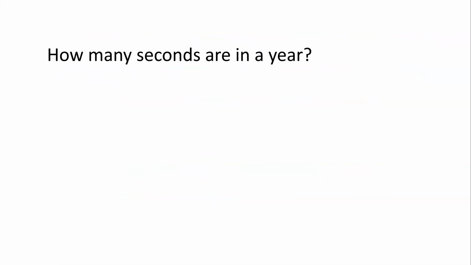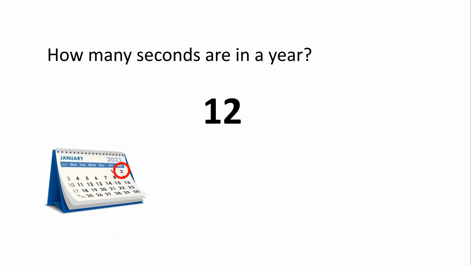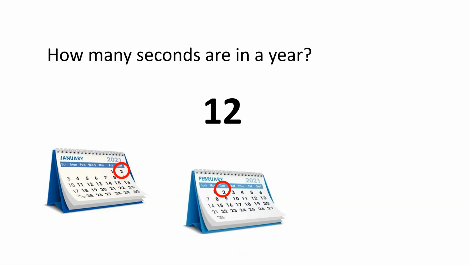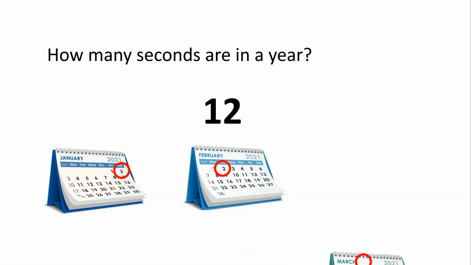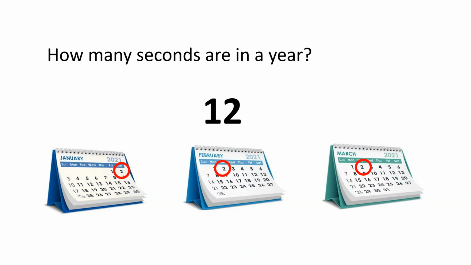All right, here's one you can do without a calculation. This is our last one. How many seconds are in a year? The answer is 12. January 2nd, February 2nd, March 2nd. All right, that's just being silly.